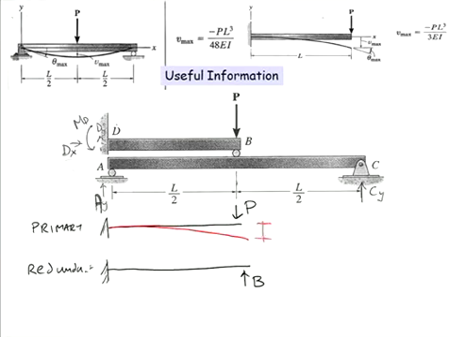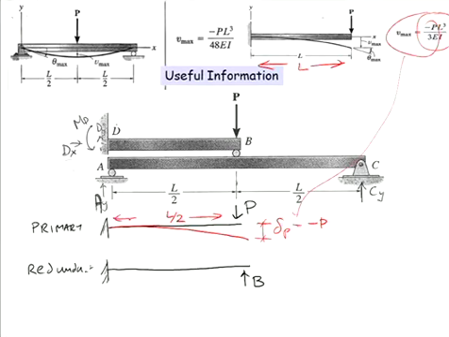And from my useful information, delta primary up here is equal to minus P. Now can you see up here, even though I haven't circled it well, in our useful information, that length is L. In my beam, that length is L on 2. So when I plug in here, I'm going to put in L on 2, all cubed, on 3EI.